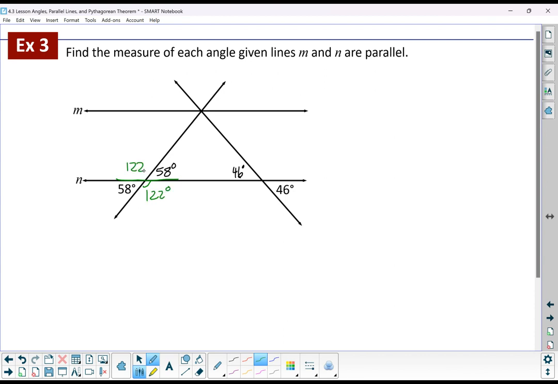Let's see, that other side, 180 minus 46 gives us 134. So we have another angle that is 58 degrees right here. Those are corresponding angles. You can see this one and this one are the same because they're coming from this transversal with the two parallel lines.